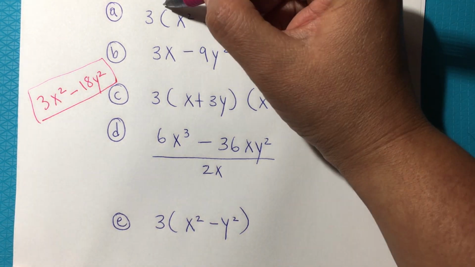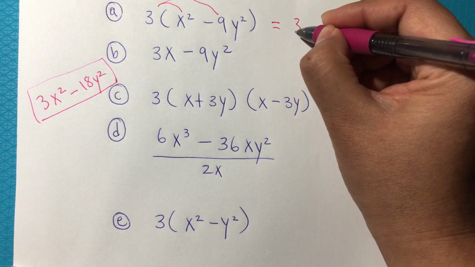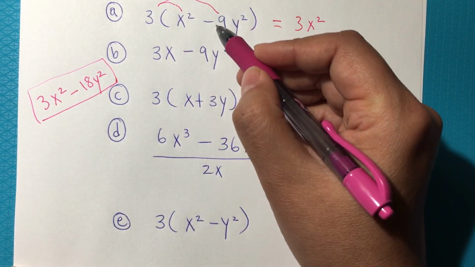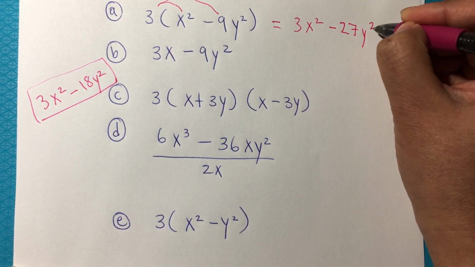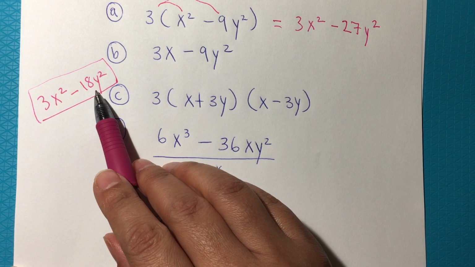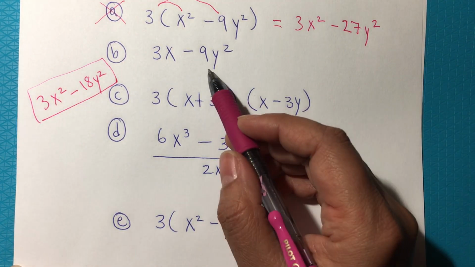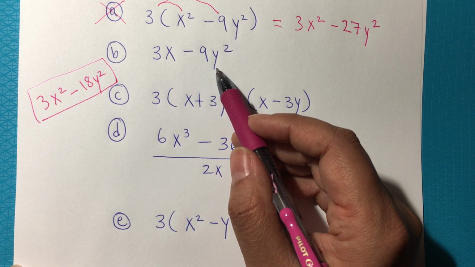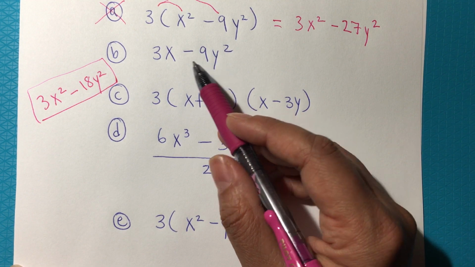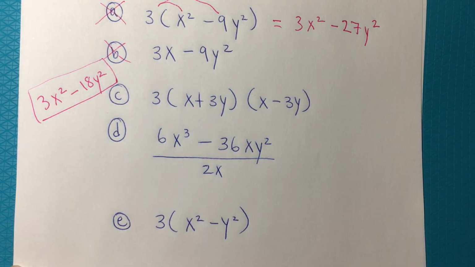So what I can do is check each of the answers. And so in here we have 3x squared. 3 times negative 9 is negative 27y squared. No, that's not the same, so A is not equivalent. For this one, it's already simplified. I cannot factor it to make it look like this one, so I can say no, it's not an answer.